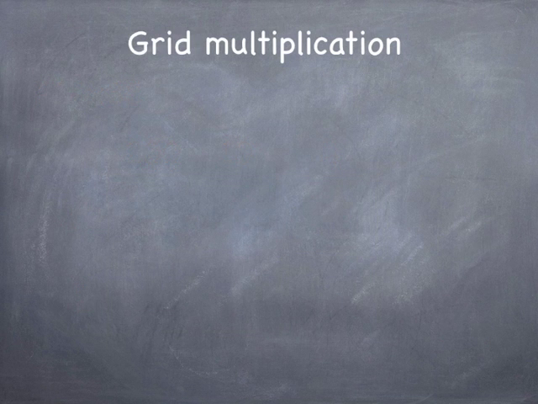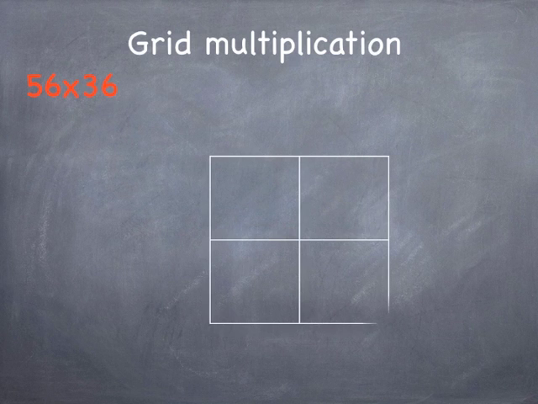Now I'll move on to grid multiplication, a less well-known method, but once you've mastered it, probably easier to use. I'll start with 56 times 36. As before, I draw a 2 by 2 table. The 56 goes along the top, not 50 this time, but just 5. The 36 goes down the side, but on the right rather than the left, and again I write 3, not 30.